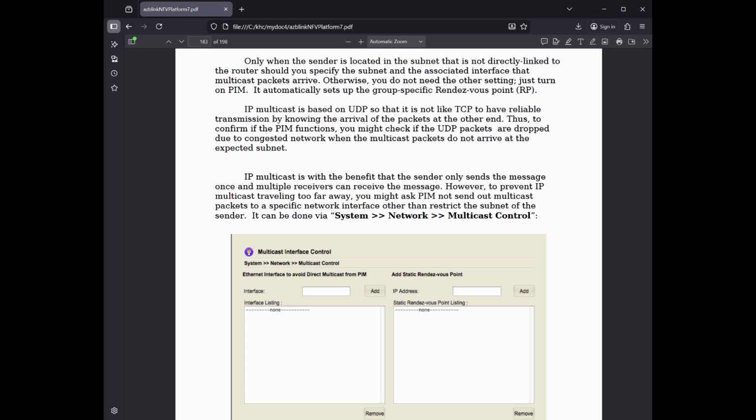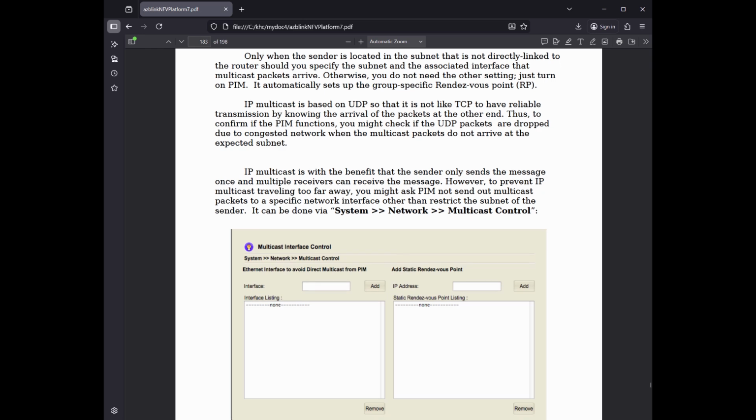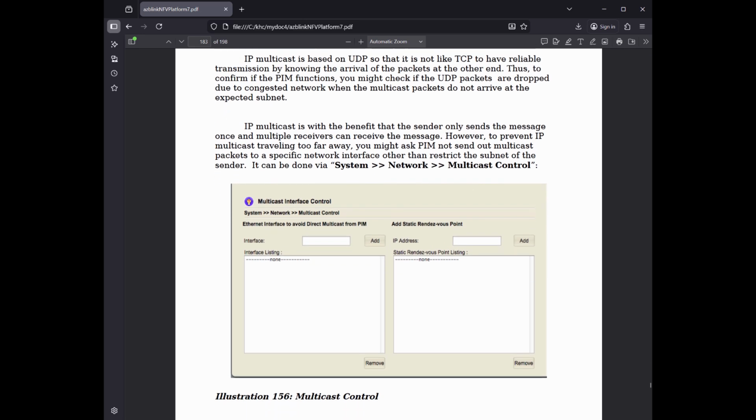IP multicast is based on UDP so that it is not like TCP to have reliable transmission by knowing the arrival of the packets at the other end. Thus, to confirm if PIM functions, you might check if the UDP packets are dropped due to congested network when the multicast packets do not arrive at the expected subnet.